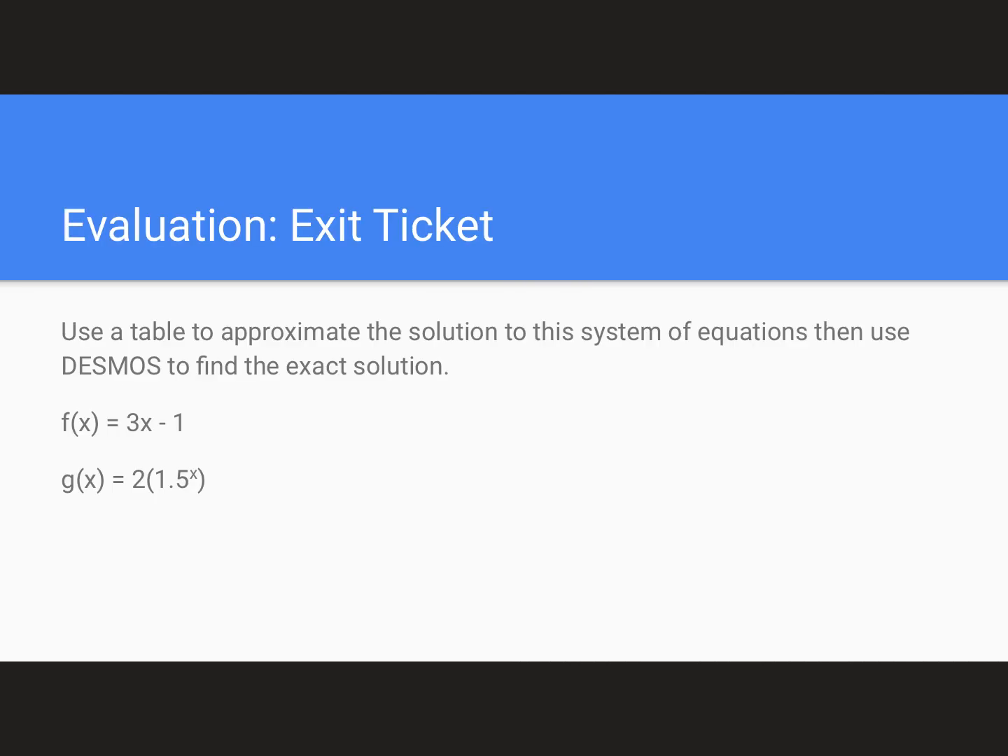Okay? So finally you have an exit ticket. Use a table to approximate the solution to this system of equations, and then use Desmos to find the exact solution. So first you're going to make a table to approximate the solution, and then you're going to use Desmos to find the exact solution.